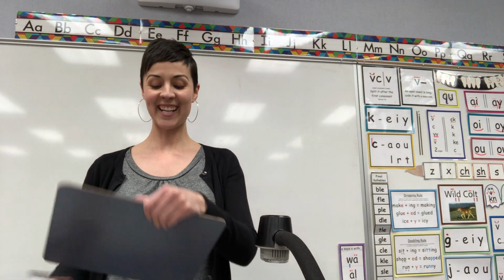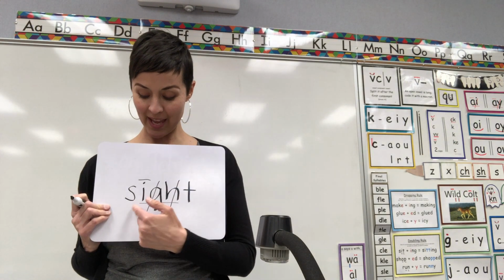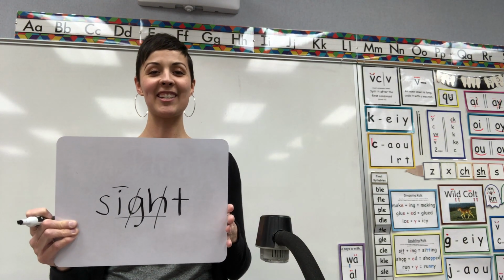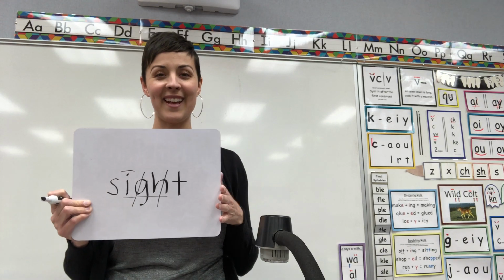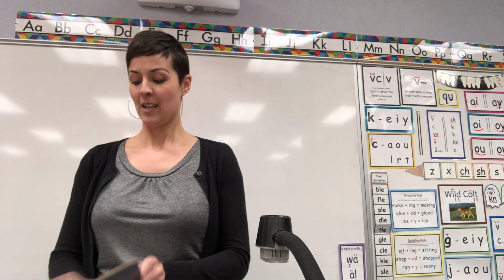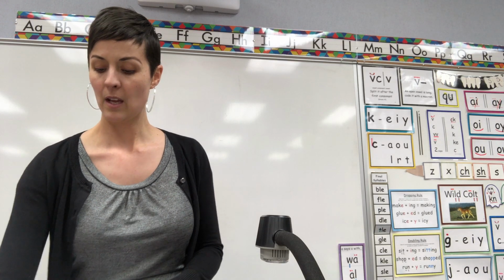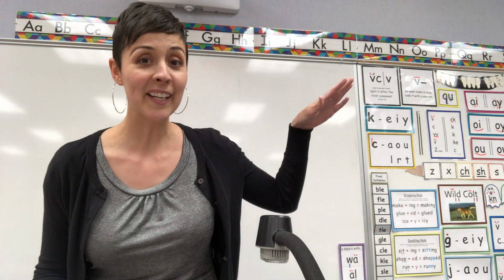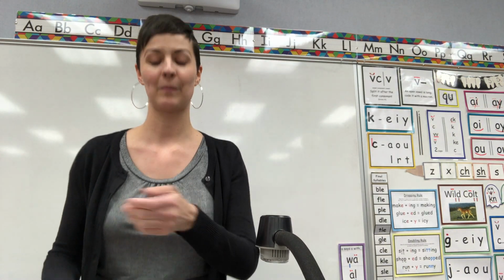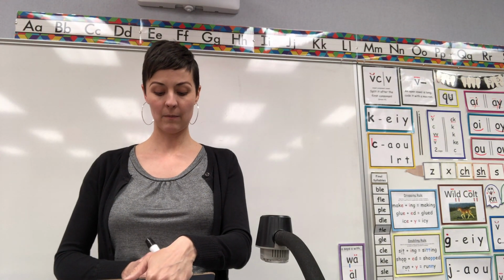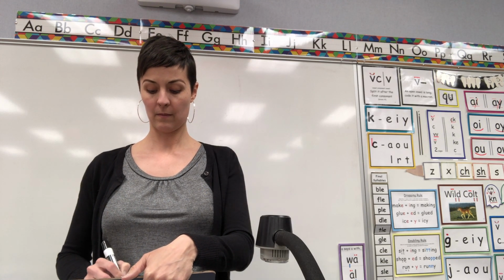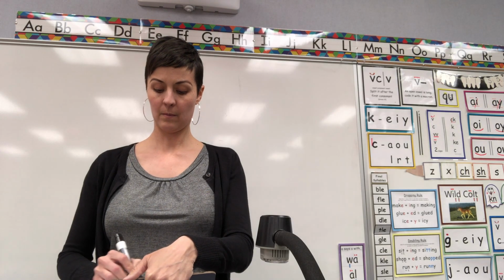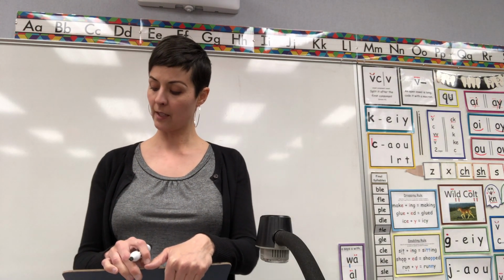Okay, let's check it. Sight should be spelled S-I-G-H-T. Trigraph IGH, underline, cross out, macron. Nice work. Erase, erase. Next word rhymes with sight. Would you spell for me the word flight? What word? Flight. And code it.